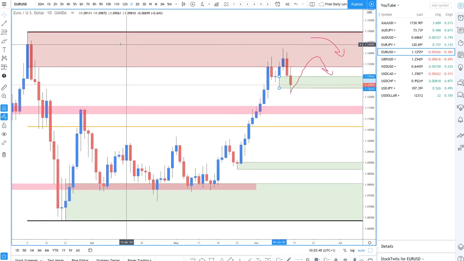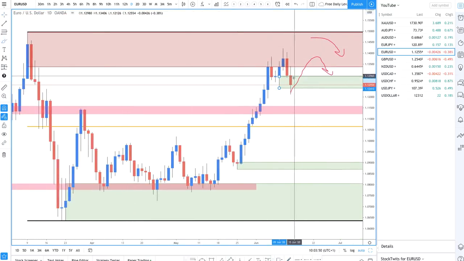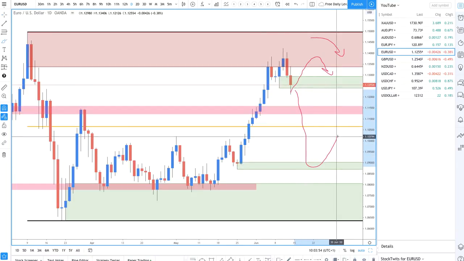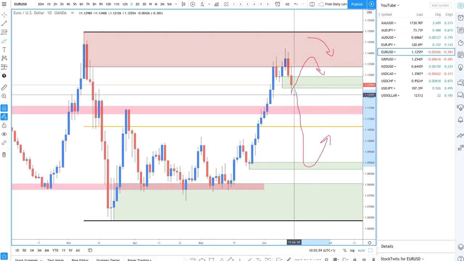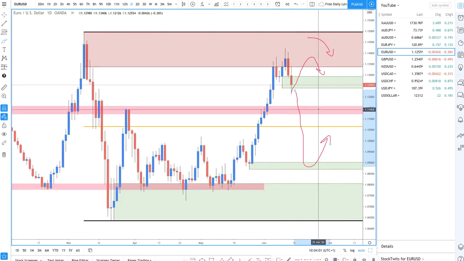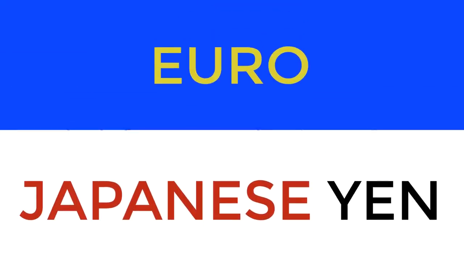So those are pretty much your options. If this demand zone breaks down, then the nearest area is going to be down into this demand zone right here. So looking for some potential continuation to the downside for those traders that are in shorts there.